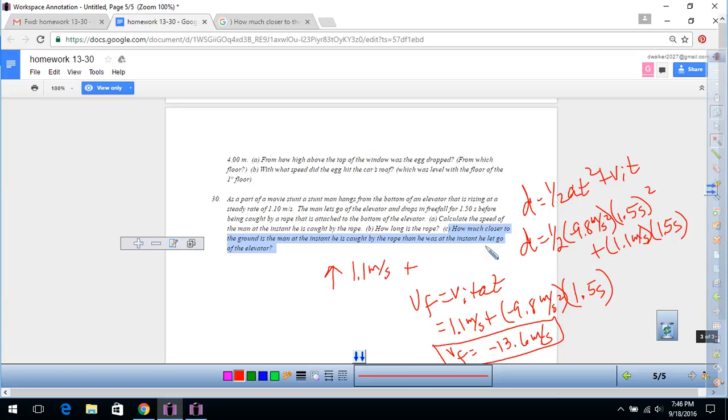And then it says how much closer to the ground is the man at the instant he is caught by the rope than when he was at the instant he let go. So what you have to realize here is that the elevator continues to rise as he falls. So you have to take that into consideration as you're figuring out how much closer to the ground is he than when he was at the very beginning. So play with that. That one I'm not real swift on, but play with that one, see what you can do.